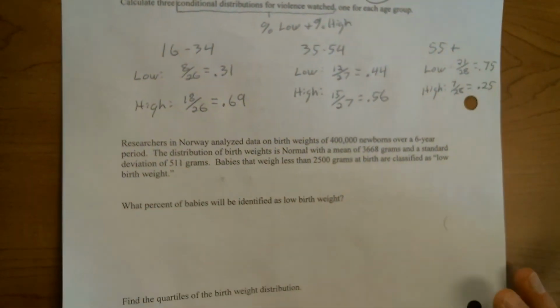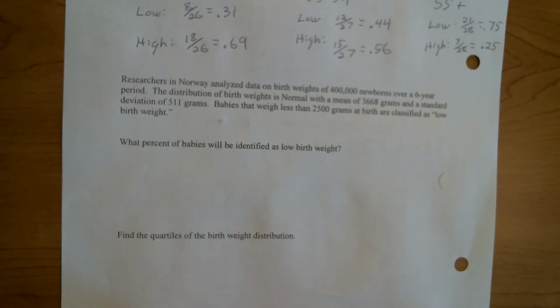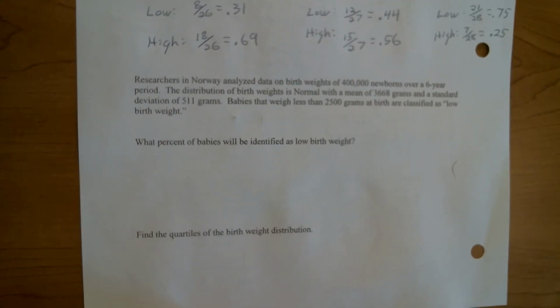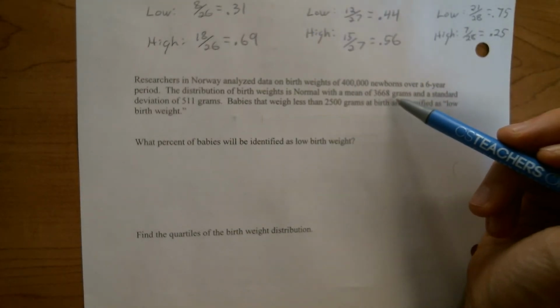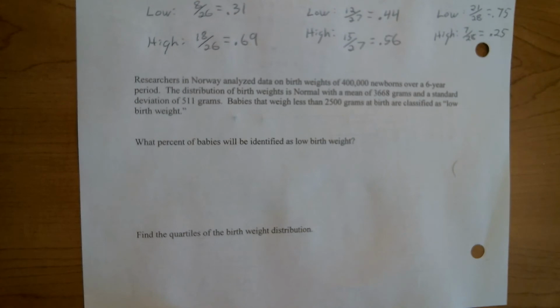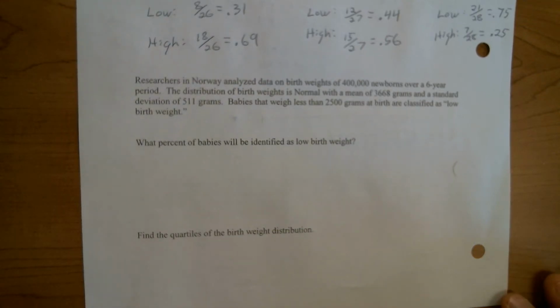All right, last but not least, researchers in Norway analyzed data on birth weights of 400,000 newborns over a 6-year period. The distribution had a mean of 3,668 and a standard deviation of 511. Babies that weigh less than 2,500 grams are classified as low birth weight. So what percent of babies will be classified as low birth weight?